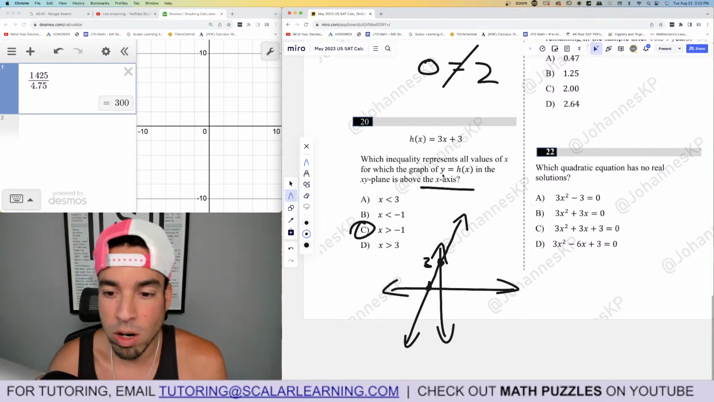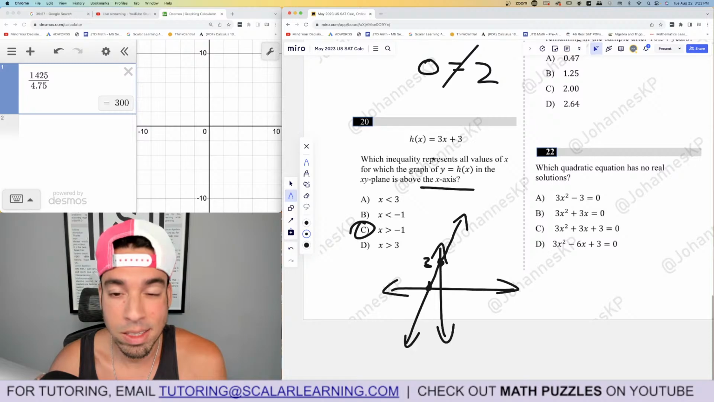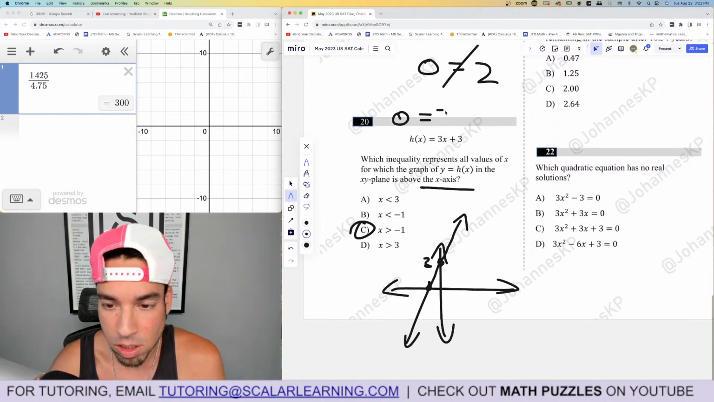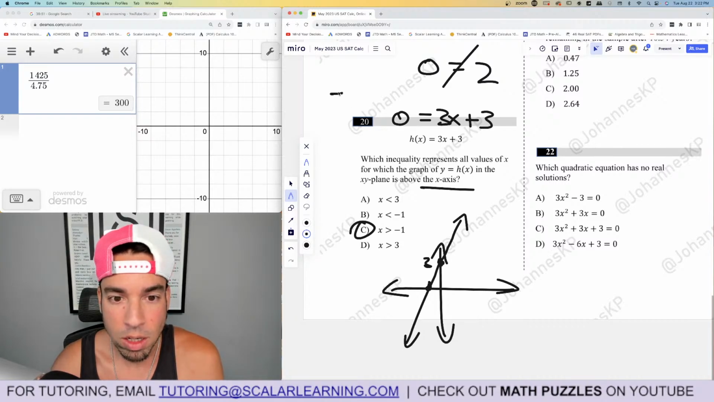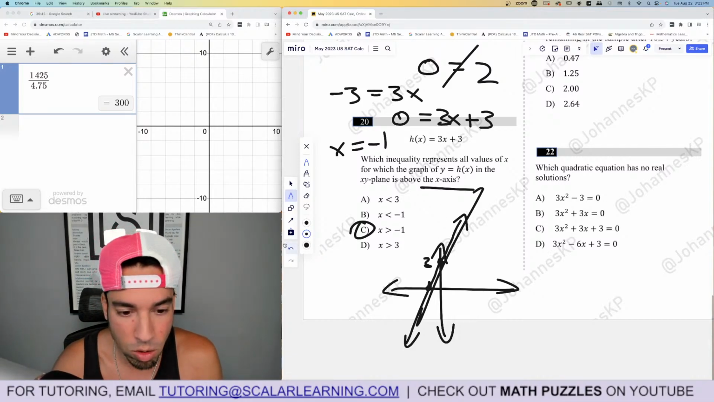But now, where does it hit the x-axis? AKA, what is the x-intercept? That's when the function value is 0. So that's when 0 equals 3x plus 3, subtract 3. Negative 3 equals 3x, divided by 3, x equals negative 1. So that's the x-intercept like we predicted. Since it's a positive slope, it's anywhere to the right, or greater than negative 1. C is the winner. Boom, done.